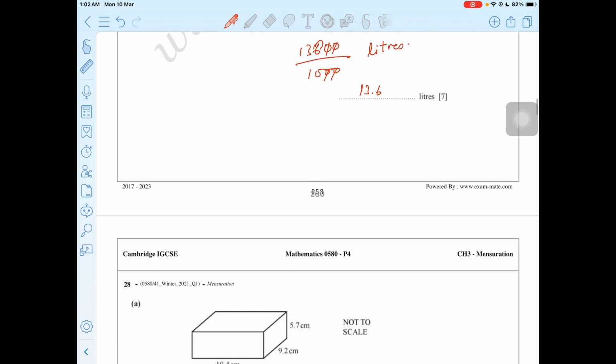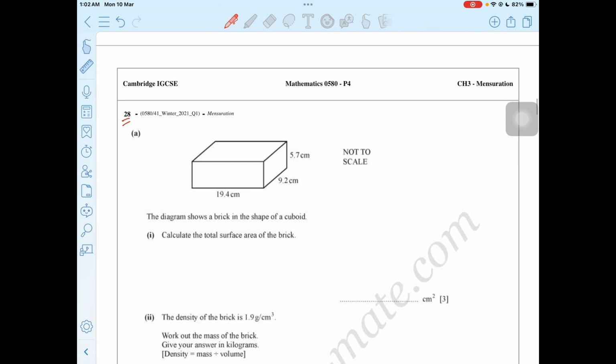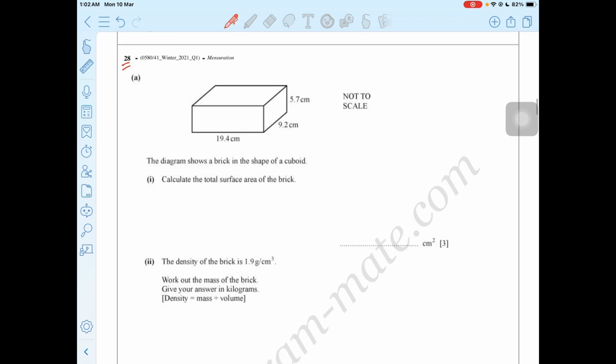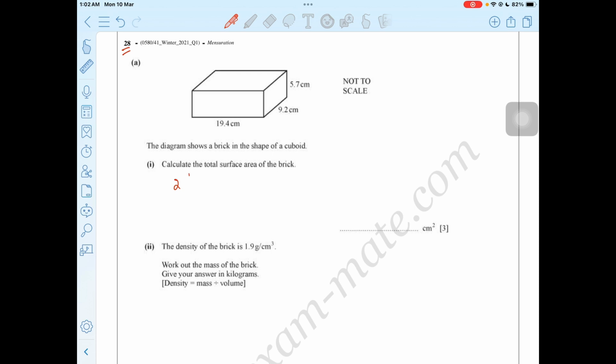Now we have question number 28, where we are given the lengths, dimensions. The diagram shows a brick in the shape of a cuboid. Calculate the total surface area of the brick, right? So the total surface area is simple. We have to multiply all the sides and then multiply by 2 and then add them up. So this would be 2 multiplied by L into W plus 2 into L into H, then 2 into W into H, okay?